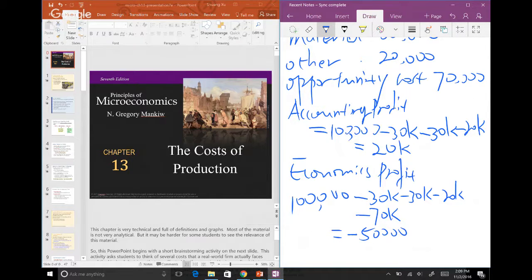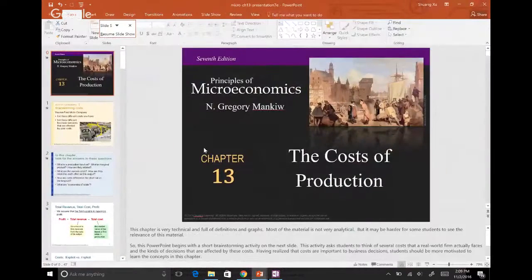So which means if I open a business, I will make an accounting profit, but in reality, I'll be losing money because I'm giving up more than what I'm gaining. So this is a negative economic profit. Okay, so that's how you distinguish between accounting profit and economic profit. All right, and let's keep going.